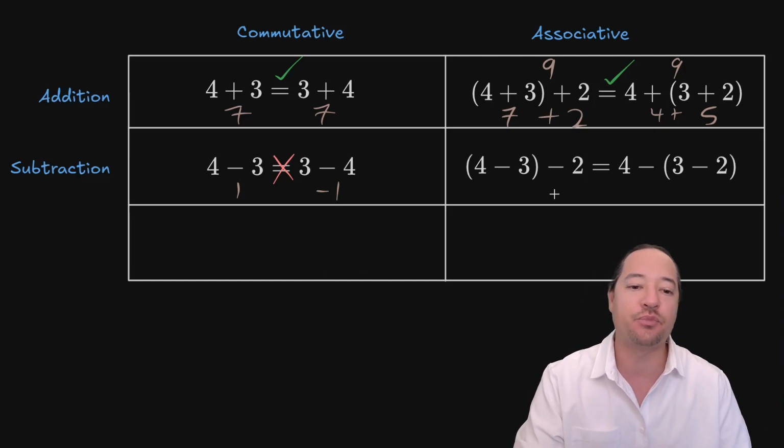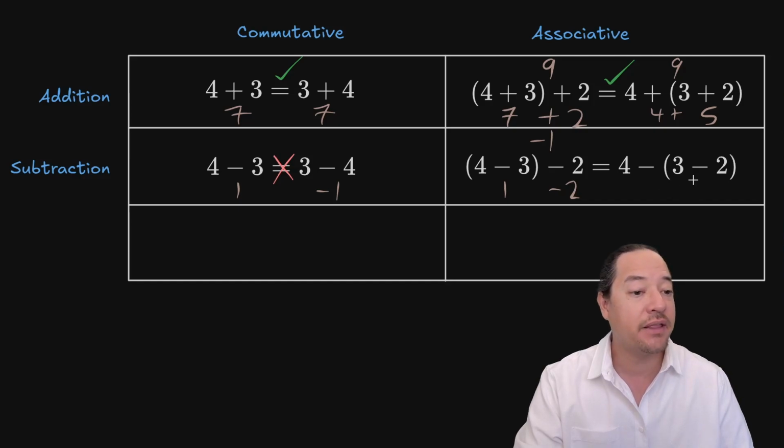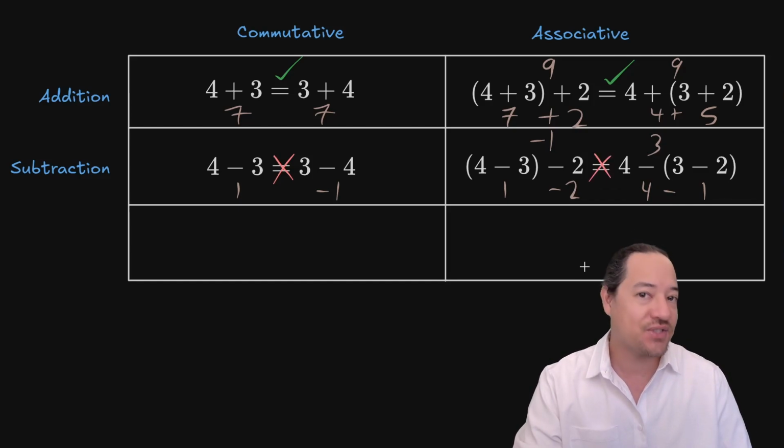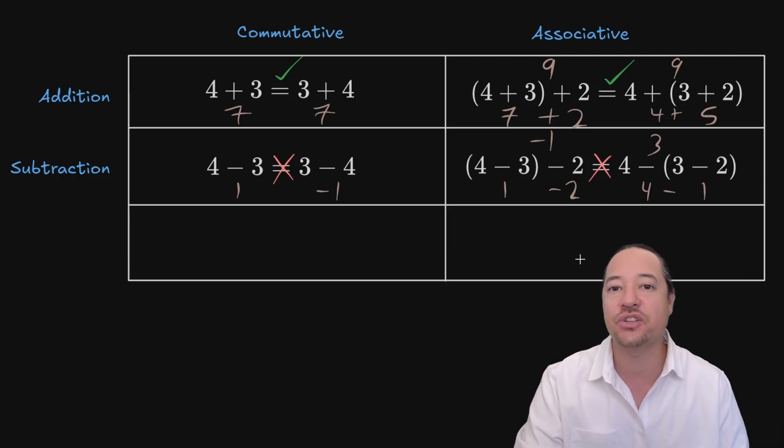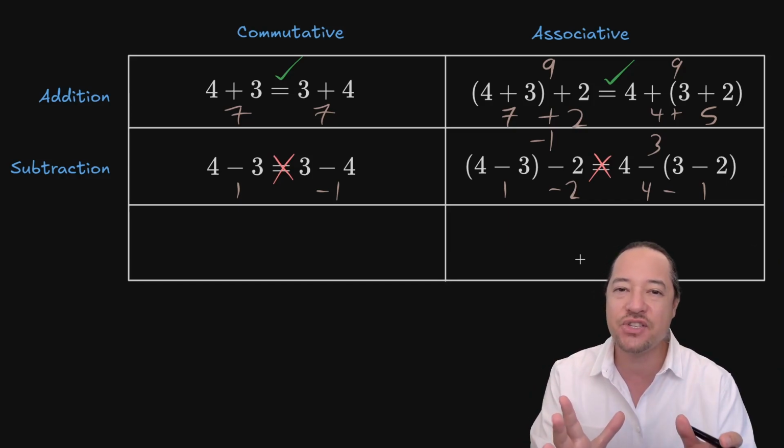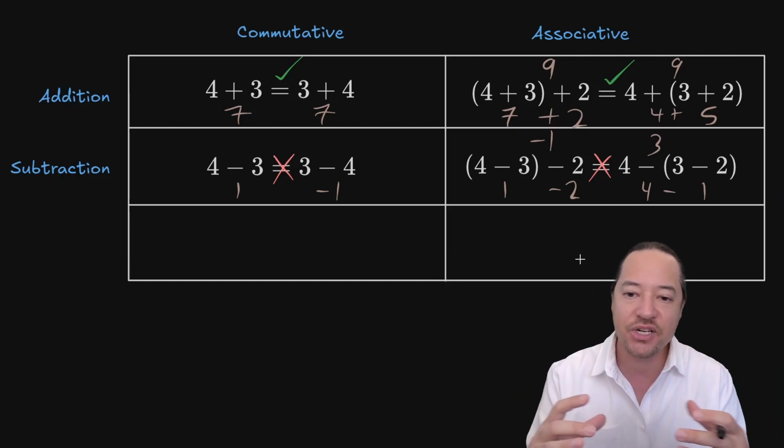Let's look at the associative property. 4 minus 3 over here, that's going to be 1 minus 2. 1 minus 2 is going to be negative 1. And on this side, 3 minus 2 is going to be 1, and 4 minus 1 is going to be 3. Well, negative 1 is not the same as 3. So what do we see? Subtraction is not associative.